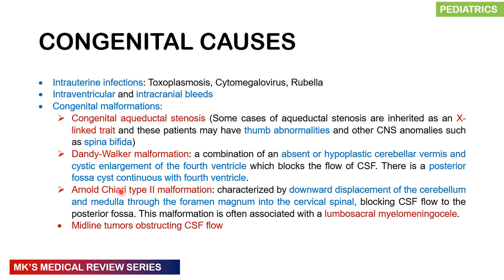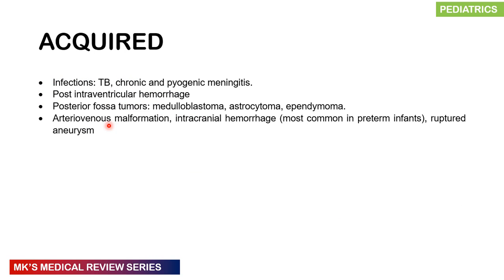You may also have an Arnold-Chiari type 2 malformation, where there is a downwards displacement of the cerebellum and the medulla through the foramen magnum into the cervical spine. So this is going to be blocking the flow of CSF to the posterior fossa. Now, this malformation is associated with the lumbosacral myelomeningocele, which is why I keep emphasizing that it is important to examine the spine. You may also have some midline tumors obstructing the CSF flow. This is supposed to be a point on its own and not really under congenital malformations.